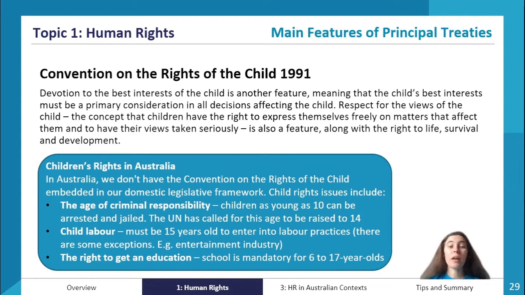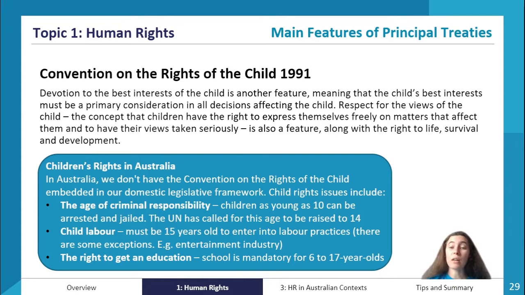So in Australia, in terms of children's rights, we don't have the Convention on the Rights of the Child embedded in our domestic legislative framework. So we do have some child rights issues. We've got this idea of the age of criminal responsibility.